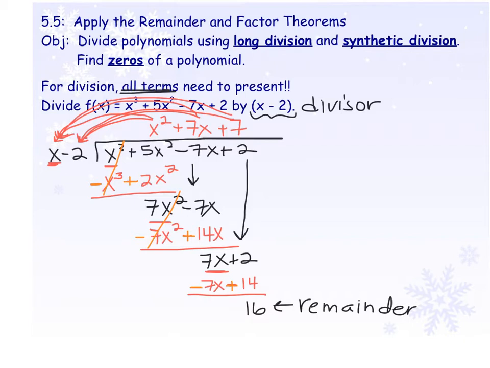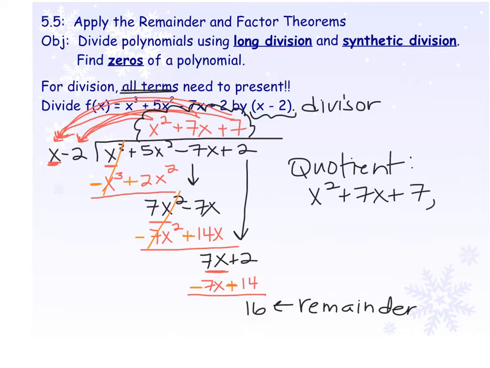Now the answer when you divide is called a quotient. So our quotient for this division problem is the polynomial that's on the top of the division bar. So our quotient is x squared plus 7x plus 7 with a remainder of 16. See, I told you, that's long division.